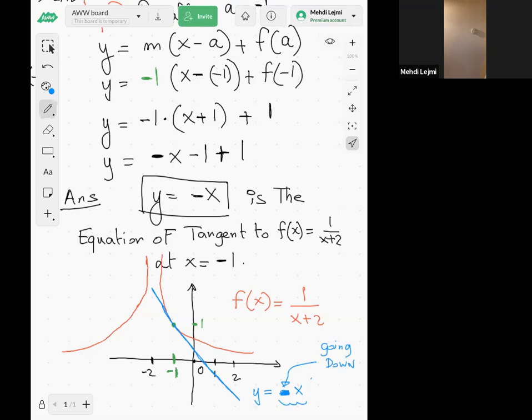Anyway, that's the answer for number five. Again, you don't have to graph this function f in the test. This is just to explain what I mean by the equation of the tangent line to the function f at x equal to negative one. So the final answer is this equation here, y equals negative x.